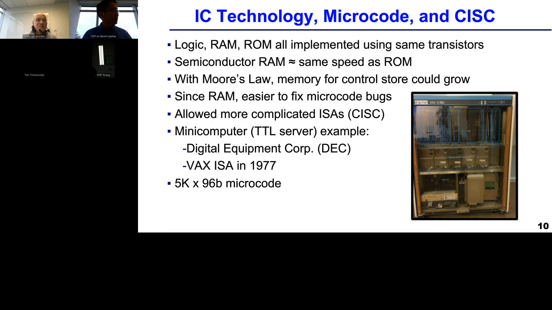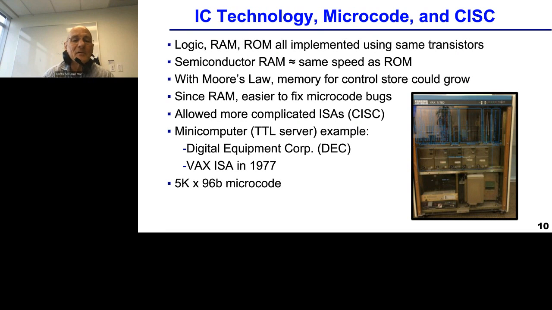Next up in our computer history are the minicomputers that were built from integrated circuits. Logic, RAM, and ROM are now implemented using the same transistors, and semiconductor RAM is about the same speed as ROM. With good old Moore's law in full effect, over time the memory for control store could grow, and since it was RAM, not read-only memory, it was easier to fix bugs, so you could have much more complicated instruction sets. This whole approach was called complex instruction set computer. A classic example of that is the Digital Equipment VAX computer, which had much more microcode than the IBM 360 family instruction set.